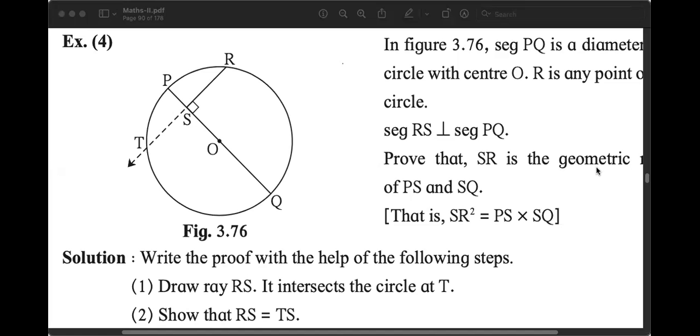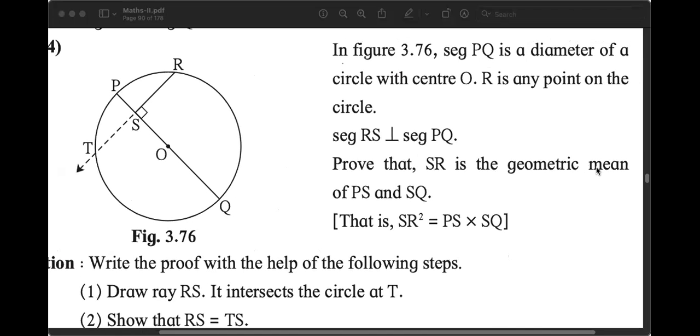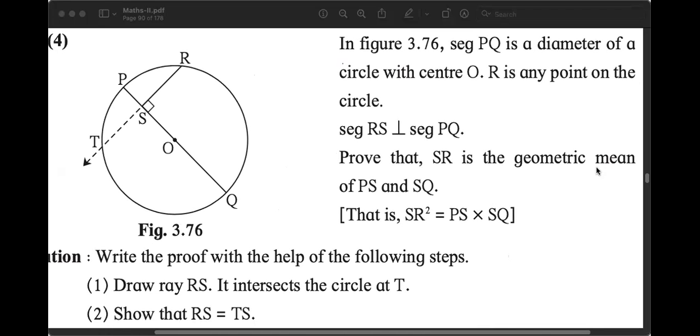If we now look at example number 4, it says in figure 3.76, okay, the figure is on the left hand side. PQ is a diameter of the circle with center O. Okay. R is any point on the circle. Okay. RS is perpendicular to PQ. Okay. Perpendicular means the angle between them is 90 degrees. We have to prove that SR is the geometric mean of PS and SQ.